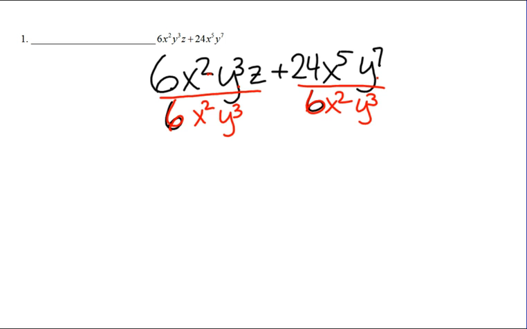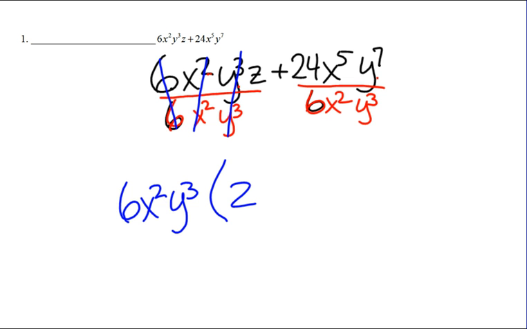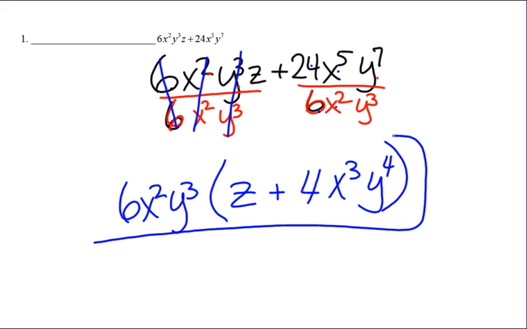So technically I can factor out, or divide out, 6x squared y to the 3rd, and what I would have left, I do the division in my head. These would all be 1, so it would be 1z, or just z. Here 24 divided by 6 would be 4. Gosh, I've got to do my division correctly. 4. X to the 5th divided by x squared is x to the 3rd. Y to the 7th divided by y to the 3rd, again subtraction, is y to the 4th. So this is the problem factored. I factored out 6x squared y to the 3rd.